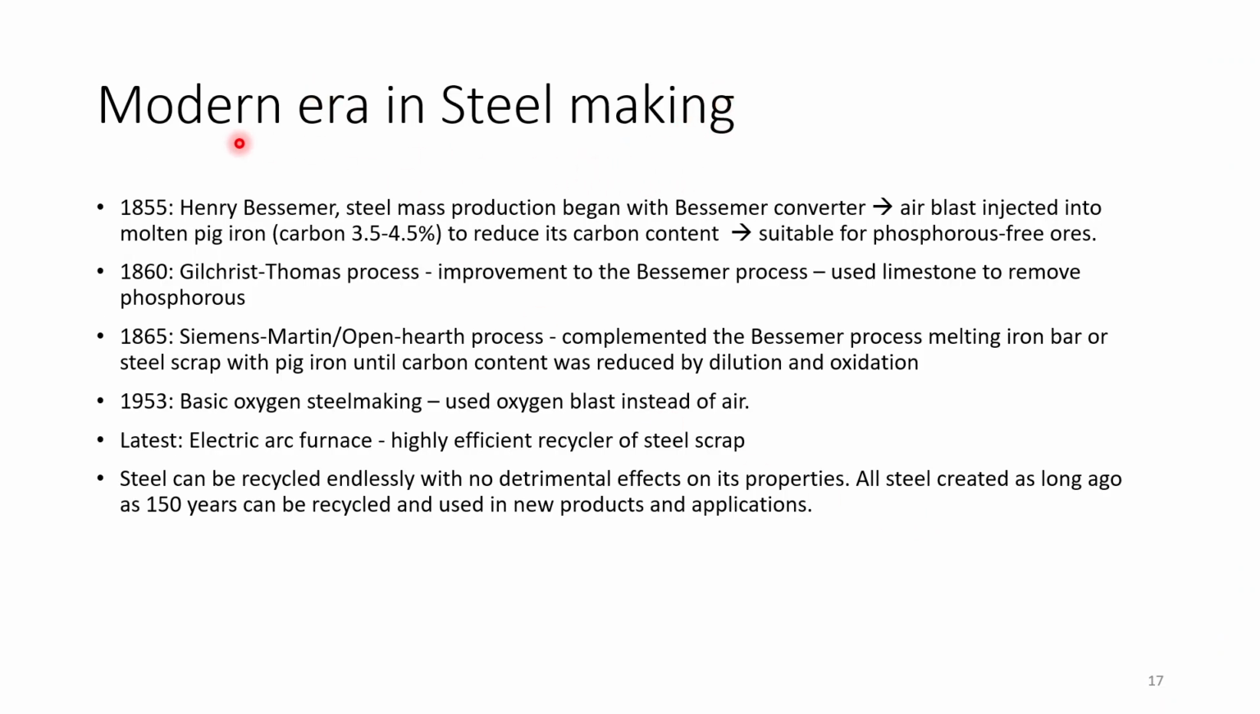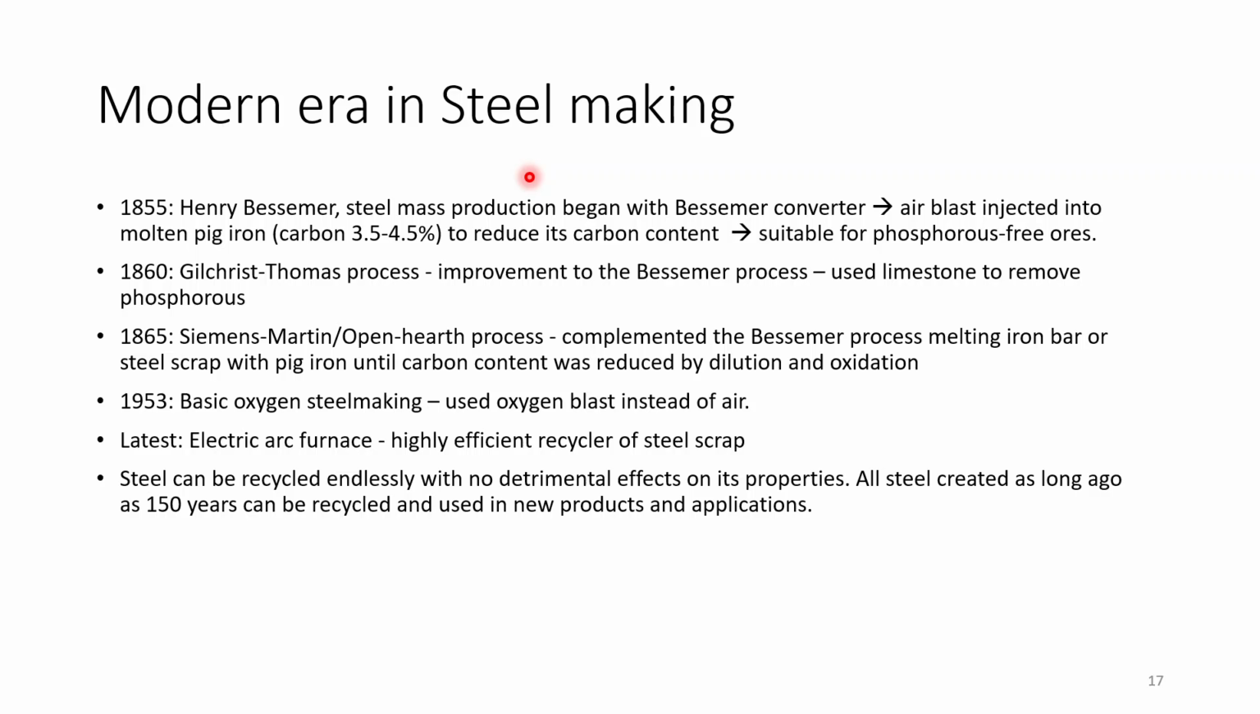Then the modern era of steel making. There are various years throughout which steel making has changed. Firstly it was the Bessemer process, given by Henry Bessemer. In this case steel mass production began with the Bessemer converter.